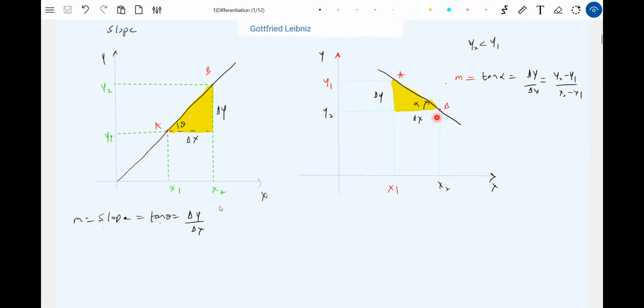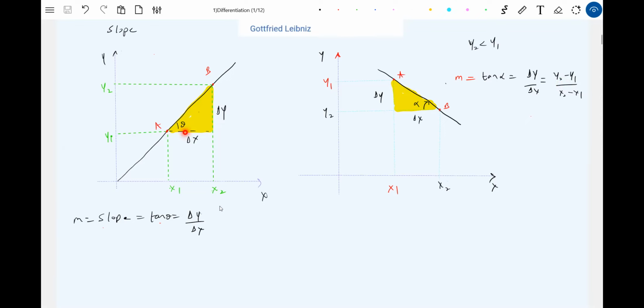Similarly, look at this curve. The slope, in fact, will be negative, no? Here, again the same method. I'll choose points A and B. Corresponding to that, I'll draw horizontal and vertical lines. So delta Y, delta X. So tan alpha is delta Y by delta X. I'll get a slope, and the slope will be negative.